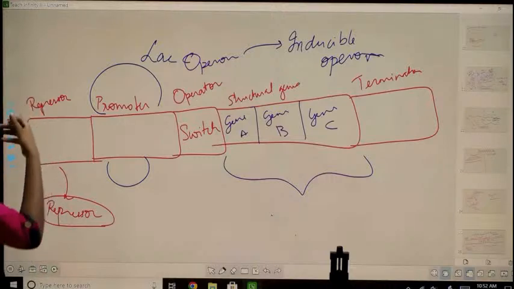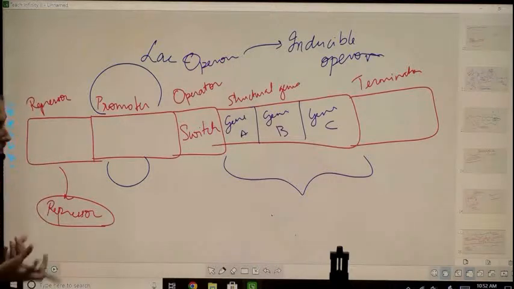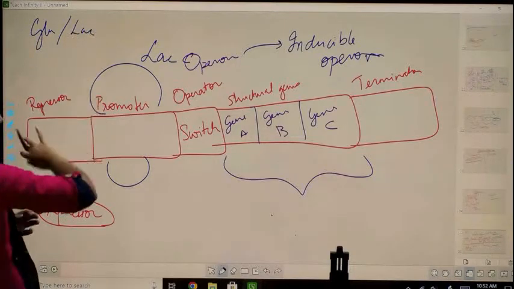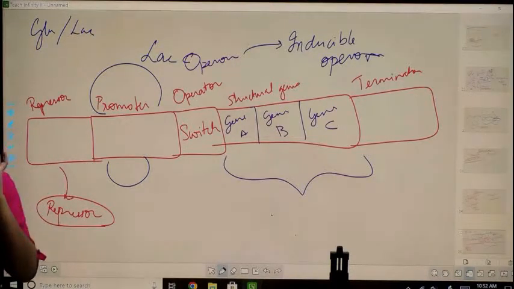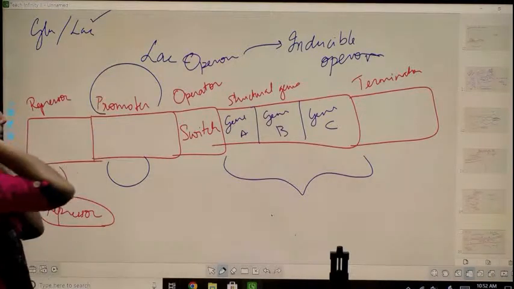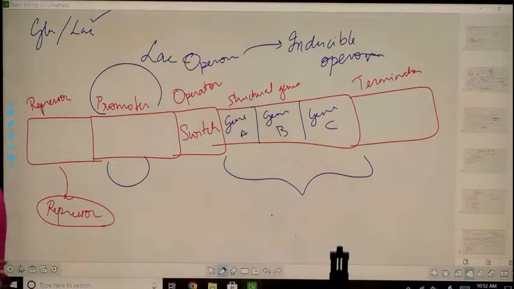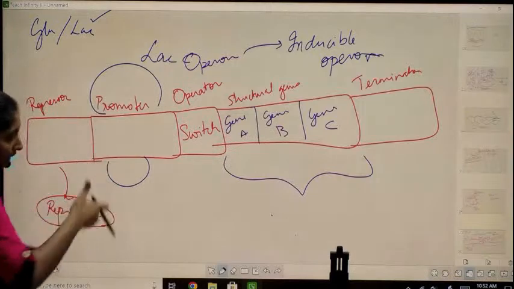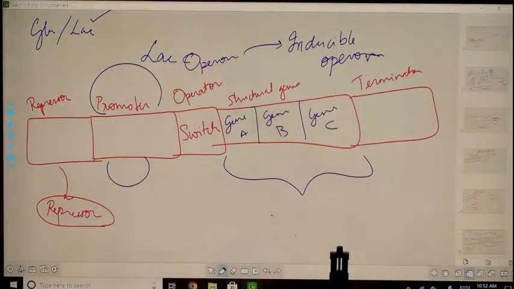Now, like glucose provides us with energy, bacteria can use either glucose or lactose, whichever is present in their media. If glucose is not present in their media and they have lactose, they'll be using lactose for energy production. So we have genes that help to break down lactose and to use it as an energy source.